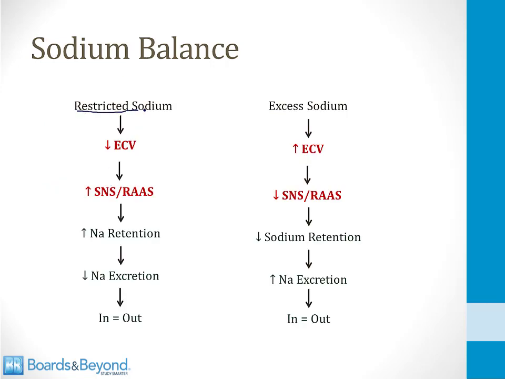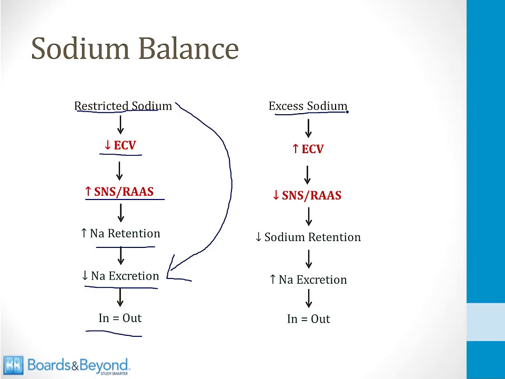So when you restrict your sodium intake, you shrink your ECV. This increases the activity of the SNS and RAS systems. This leads to sodium retention and less sodium excretion, and therefore the restricted sodium is matched by decreased excretion, so sodium balance is maintained and in equals out. Conversely, when you consume excess sodium, like going out to a restaurant, your ECV expands, your sympathetic nervous system and RAS systems are dialed down, there's less sodium retention and more sodium excretion, and thus once again, sodium balance is maintained with in equal to out.